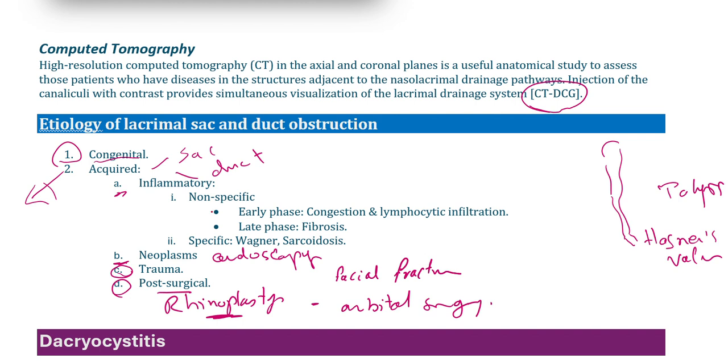For the inflammatory causes, it might be either non-specific or specific. Remember, we are discussing the sac and the duct. So inflammation of the sac would be dacryocystitis. This is the next topic we'll be discussing. Or non-specific inflammation of the duct itself, which is commonly just something that takes place.